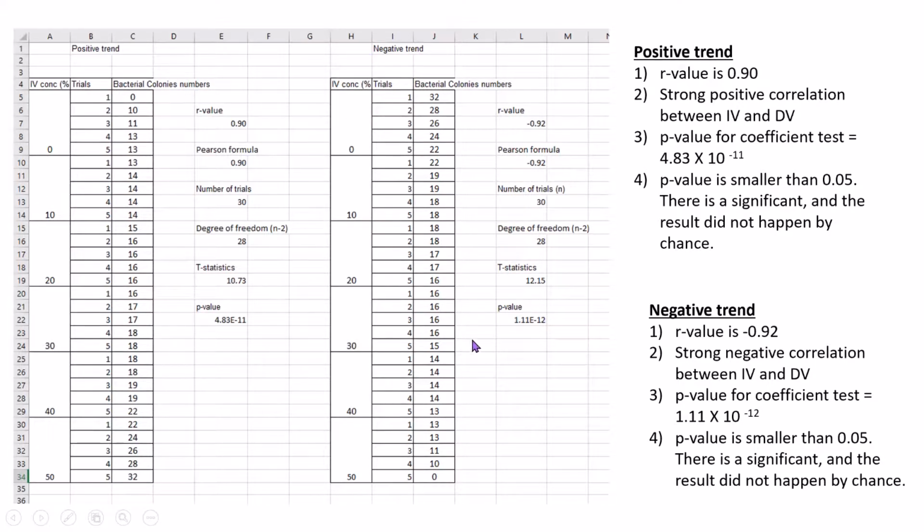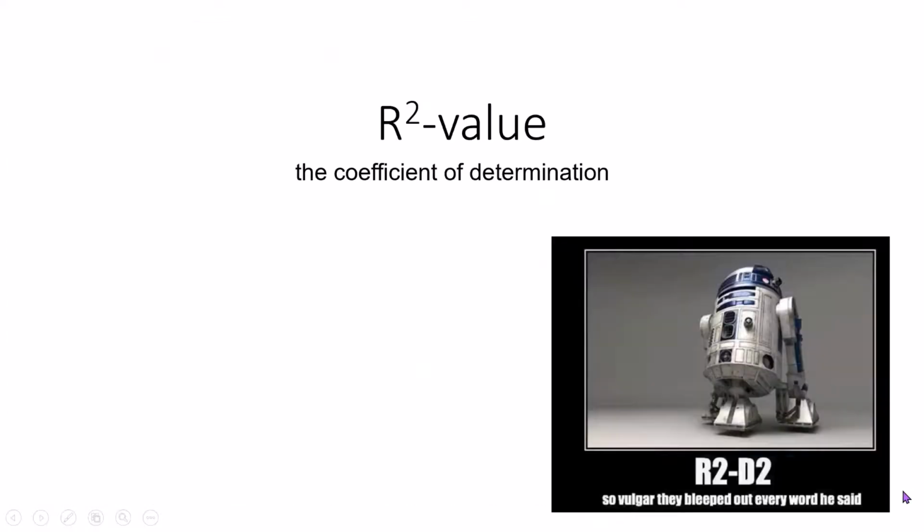And then do the same for the negative trend. It turns out the p-value is also smaller than 0.05. So again, this negative trend is significant, and the result did not happen by chance. That's about it for the R values and also the significance test for the R values.